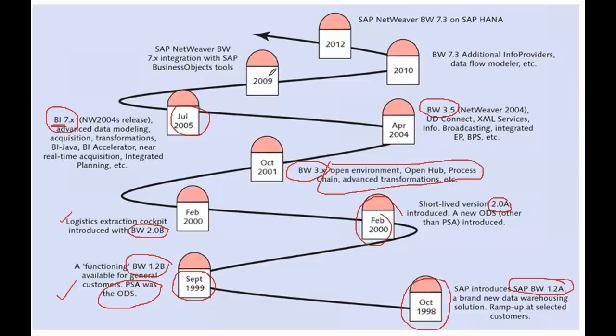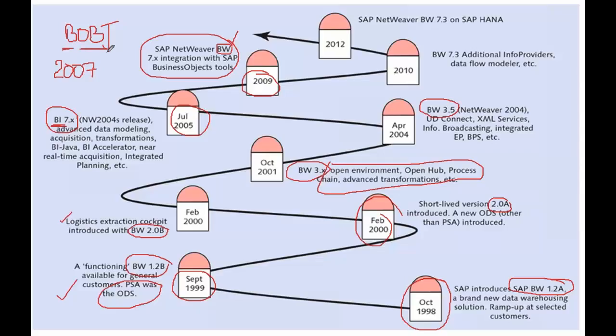Within a 4 year gap, in 2009, they again came up with a new version called BW. If you observe here, in 2005 it's BI, and in 2009 they renamed it back to BW. So what happened exactly in these 4 years? In 2007, SAP acquired a company called BOBJ. It is a third-party company. BOBJ stands for Business Objects.